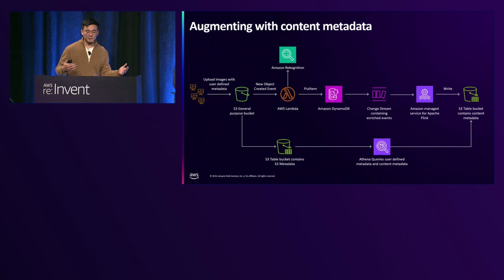And once the metadata has been extracted by this Lambda, we'll use a Flink application hosted by Managed Service for Flink to write the metadata to an Iceberg table hosted in the table bucket. And once this is in a table bucket, you can join that with S3 metadata.